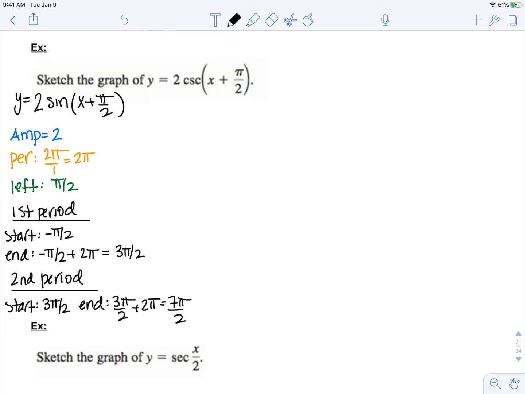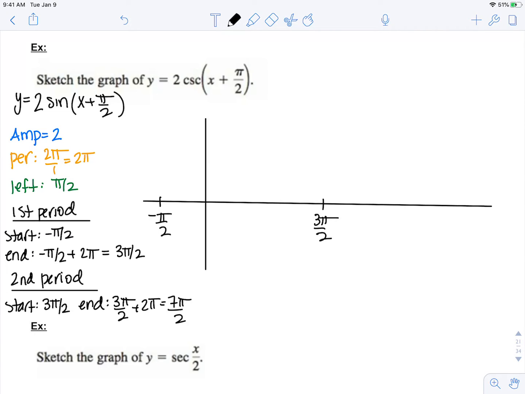So to set up my axis, I'm going to sketch my important beginnings and ends. So negative pi over 2, and that's going to end at 3 pi over 2. And then my second period is going to end at 7 pi over 2.